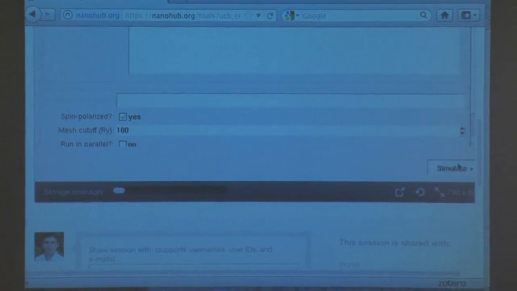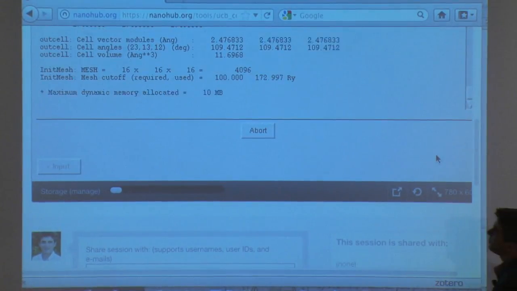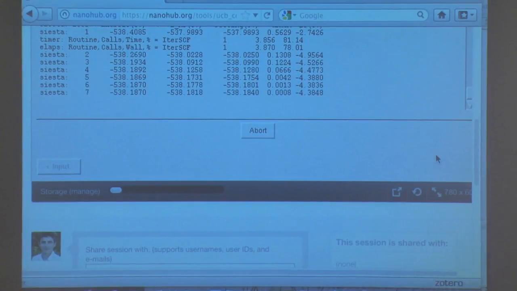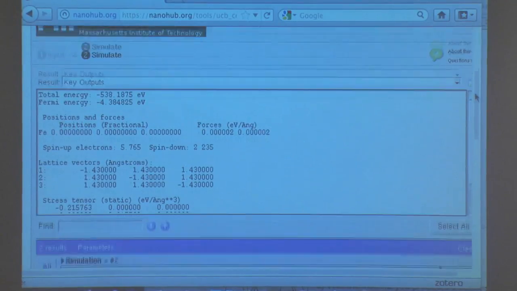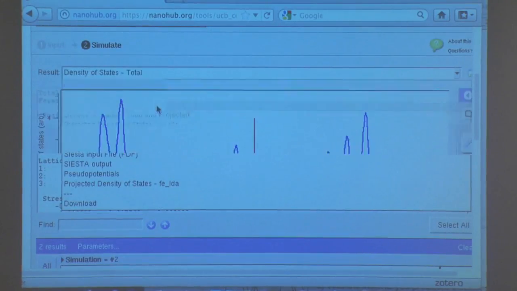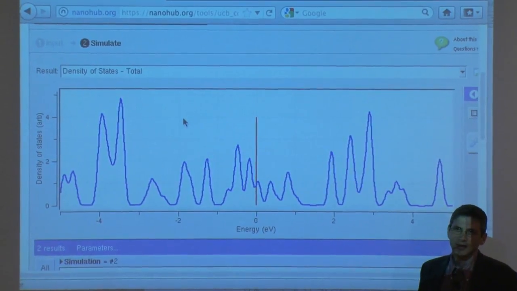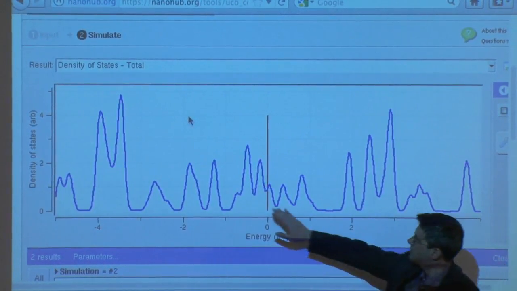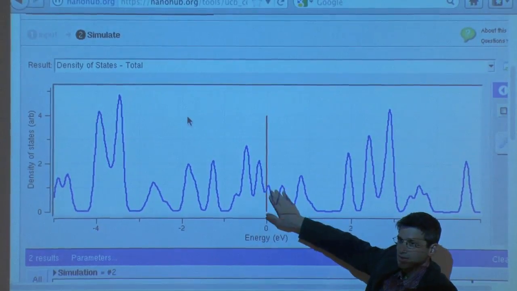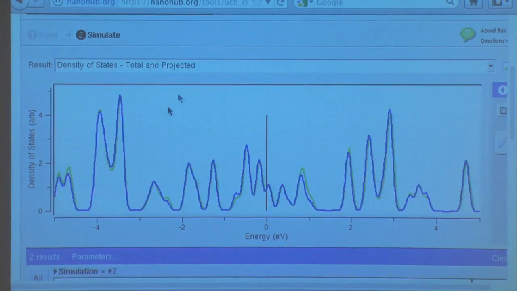Now if I do iron, and I press simulate, then you should see a difference. Let's see if we do. Okay. Here is iron. And now you have the total density of states. Oh, what is this? I forget. Is this an insulator? How do I know? Because I got some DOS here at the Fermi energy.